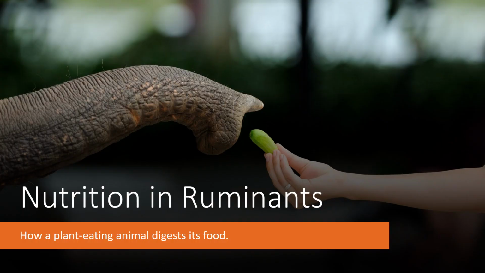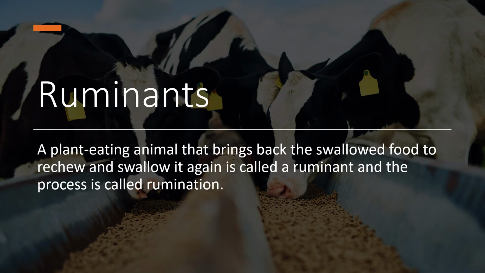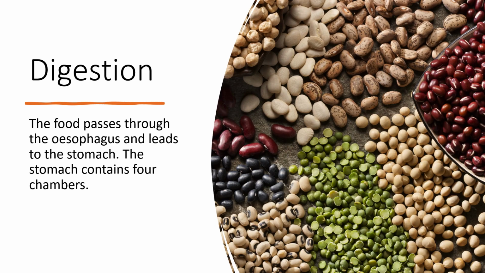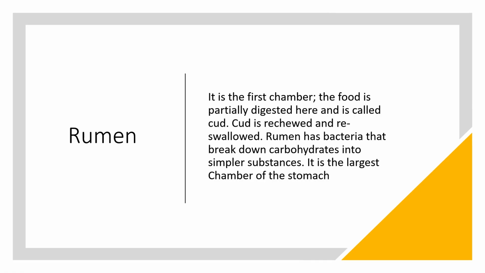Nutrition in ruminants. How does a plant-eating animal digest its food? Ruminant: a plant-eating animal that brings back the swallowed food to rechew and swallow it again is called a ruminant, and the process is called rumination. Digestion. The food passes through the esophagus and leads to the stomach. The stomach contains 4 chambers. Rumen is the first chamber. The food is partially digested here and is called cud.